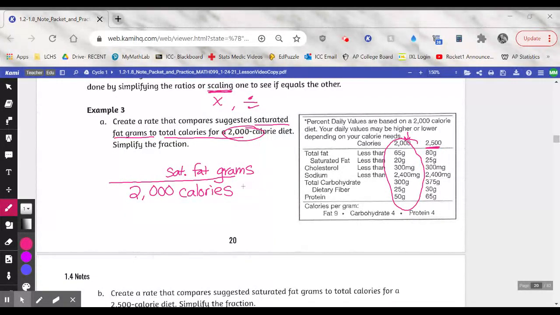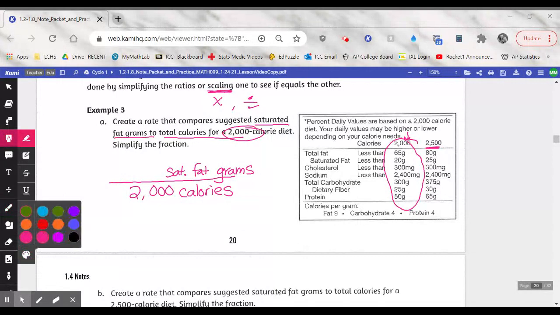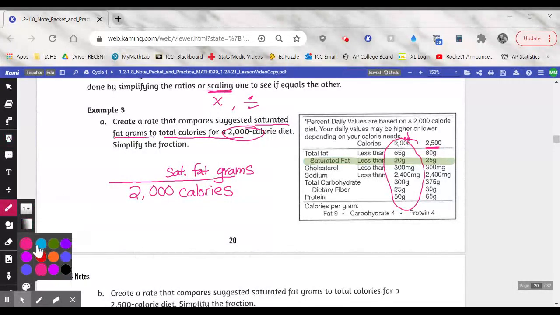So this one says the saturated fat for a 2,000 calorie diet. So I'm going to look where we have saturated fat, and I'm going to use the one that is for the 2,000 calorie diet. So that was 20 grams. Okay, it then says to simplify the fraction. So you can even type this in your calculator. If you type in as a fraction 20 over 2,000, it should just pop out for you 1 over 100.